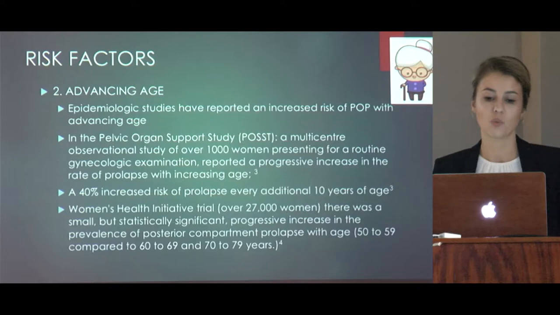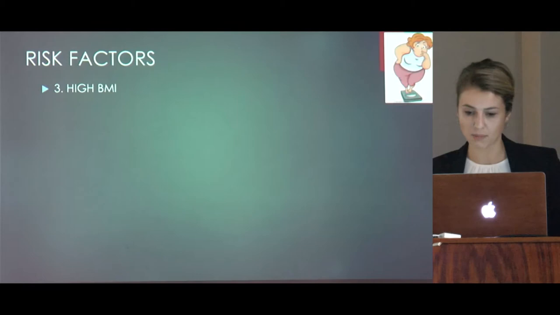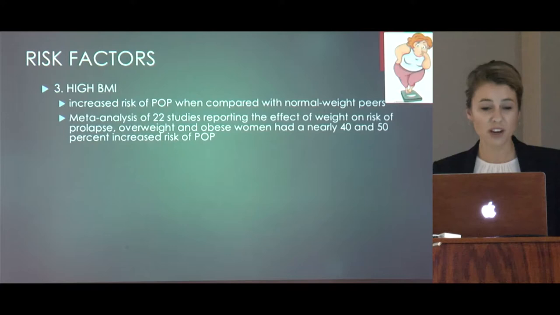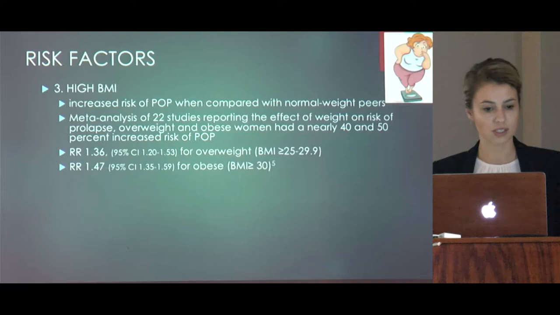The next risk factor is high BMI. There is an increased risk for prolapse when compared with normal weight peers. This was found in a meta-analysis of 22 studies reporting the effect of weight on the risk of prolapse. Overweight and obese women had a nearly 40 to 50% increased risk of prolapse. The risk ratio was 1.36 for overweight females and 1.47 for obese.